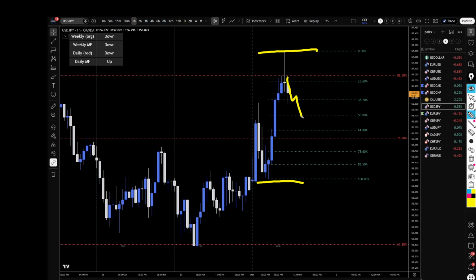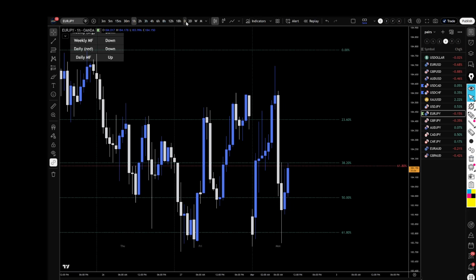Put your Fibonacci retracement on there. Use your Fibonacci levels as areas of support. The 50 to 61% because of this spike right here may be a really good target for another push to the upside. So I am definitely looking for longs on pullbacks on the US dollar yen.